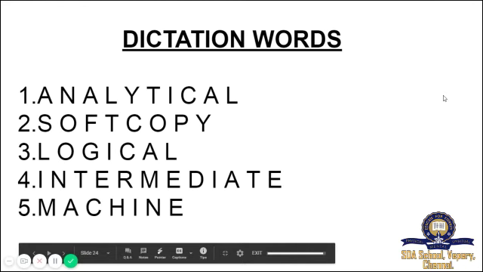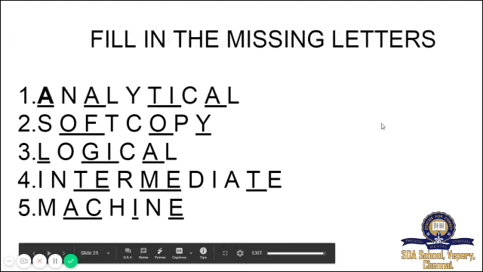Intermediate. I N T E R M E D I A T E. Mediate, both together join: Intermediate. Okay. Next. Machine. M A C H I N E. Machine. These five words are used in missing letters also.